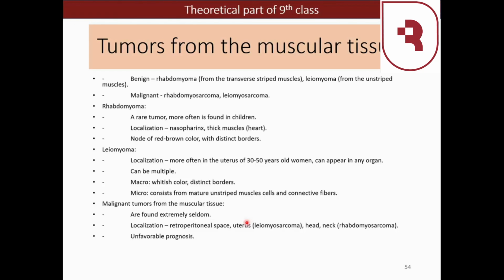Leiomyoma is characterized by the following. It is localized more often in the uterus of 30 to 50 year old women, can appear in any organs, and can be multiple. Macroscopically, it looks like a white nodule with distinct borders. Malignant tumors from the muscle tissue are found extremely seldom. Localization is the retroperitoneal space, uterus, head, and neck, and this tumor mostly has an unfavorable prognosis.